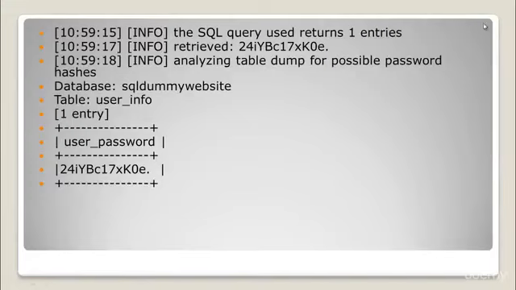Once it has retrieved, this is what it's showing as the password. It is analyzing the table dump for possible password hashes through sqlmap. So we have one entry for the table user info. This is the user password, but the username is user X, as I taught you previously. But we are almost there. We even got the password, but this does not look like the password.